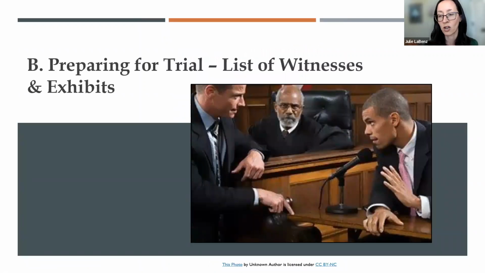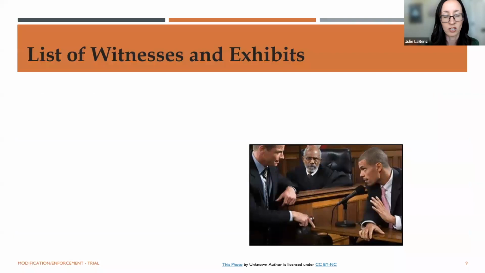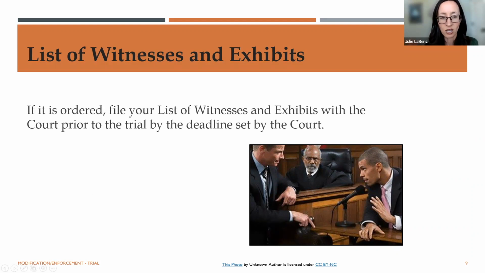Once your case is set for trial, you're going to want to look through all of the deadlines listed in the order setting trial. And you'll want to see if there's an order to file and/or exchange a list of witnesses and exhibits. I've practiced law in several different counties, and not every county required this. I'm in Yavapai County right now, and Yavapai County does have us file these lists of witnesses and exhibits. So I'm going to show this to you. If it's ordered in your case, you'd file the list of witnesses and exhibits with the court prior to the trial by the deadline set by the court, and you provide a copy to the other side.